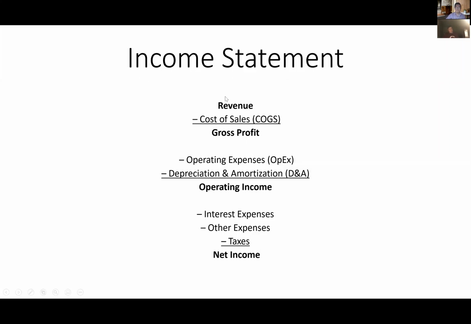For the income statement, we start from revenue, and then we subtract cost of goods sold, or for a service business, it might be cost of sales. Then we get gross profit, and then we subtract operating expenses, and these might be sales expenses, marketing expenses, or general and administrative expenses. And we also have depreciation on the assets that we own.